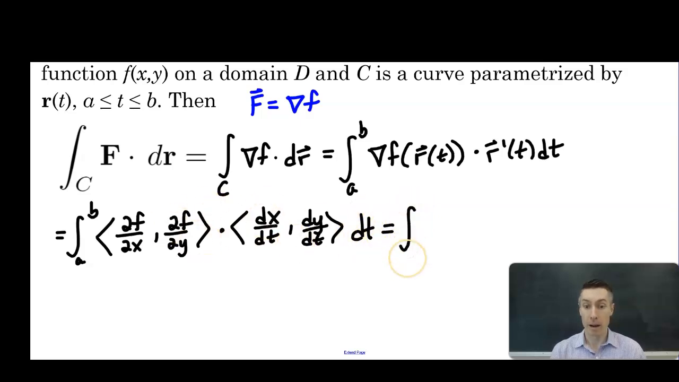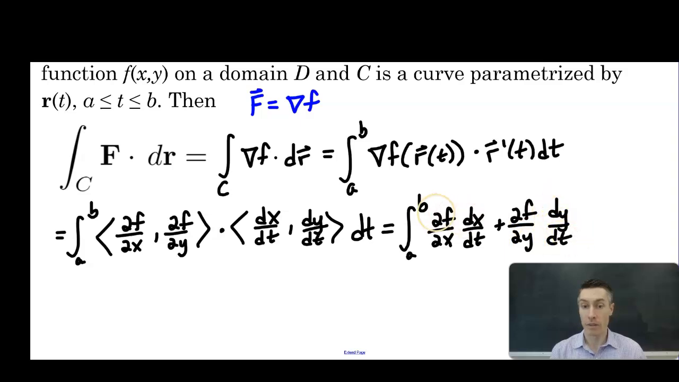And if we compute that dot product, we have the integral from a to b of the partial of f with respect to x, dx/dt, plus the partial of f with respect to y, dy/dt, and we're integrating that with respect to t. Now what's in the parentheses, that's the chain rule. The chain rule of a function in terms of x, y, where x and y are both functions of t. This would be our chain rule differentiation.